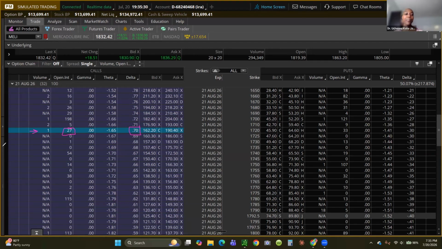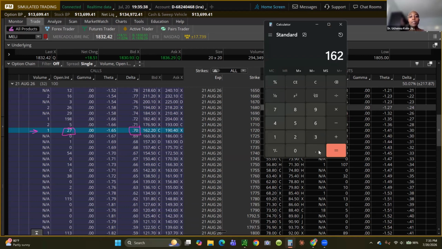Now let's do the math. 162. So I'm doing the bid divided by the ask. 190.4. So 1 minus this is like 15%, right? What's bigger, 10% or 15%? 15%. So right now, this does not follow my rules. I said I only want to do option contracts where the bid ask spread is 10% or less.